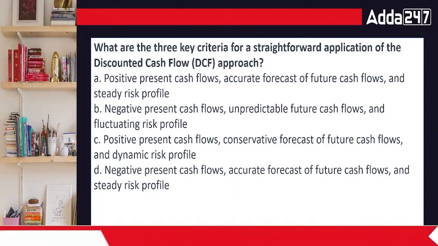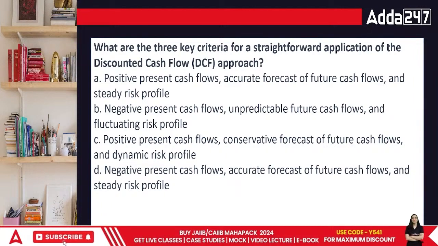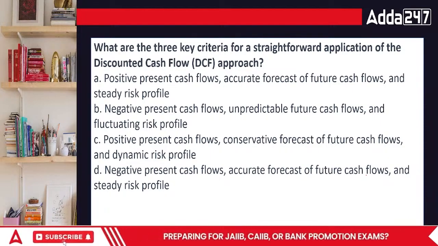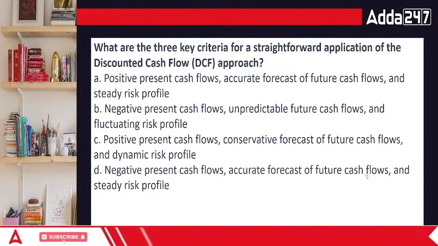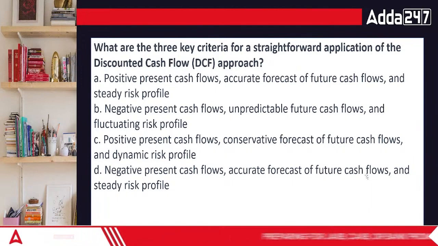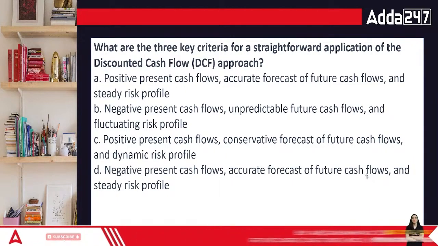Then we have present positive cash flows and accurate forecast of future cash flows and steady risk profile. Then is negative present cash flows, unpredictable future cash flows and fluctuating profile. Then we have positive present cash flows, conservative forecast of the future, and dynamic risk profile. And last is negative cash flows, accurate forecast of the future, as well as steady risk profile.